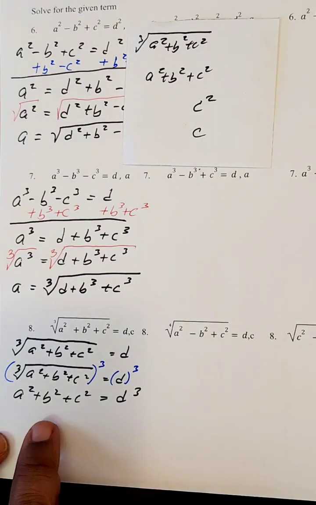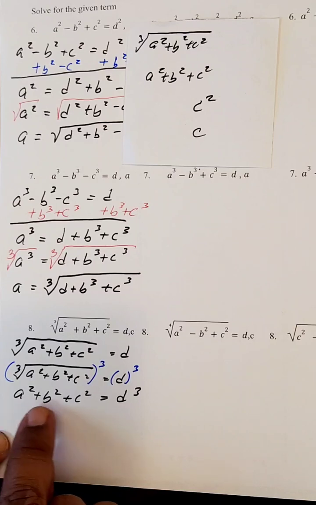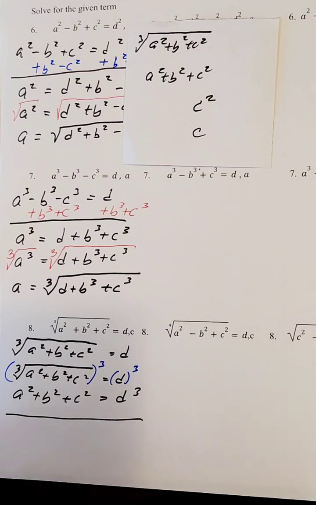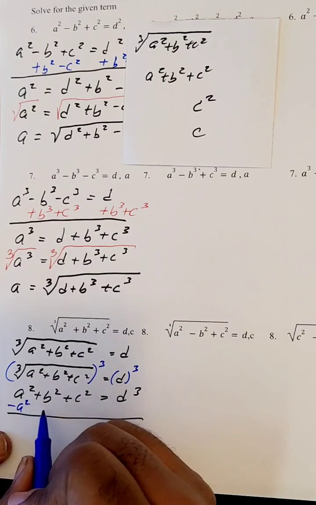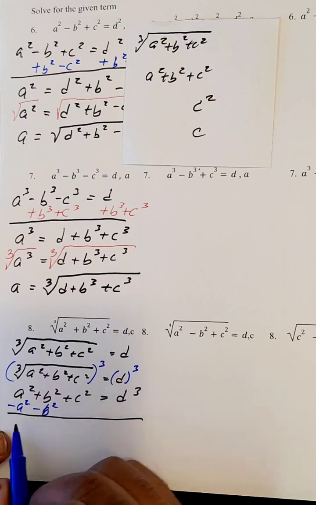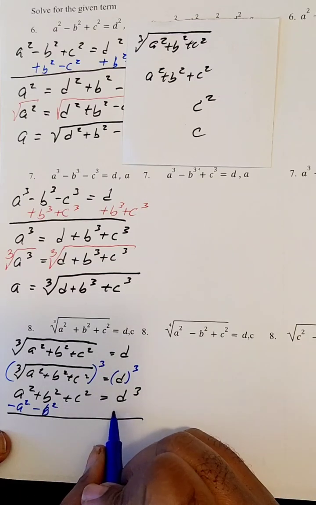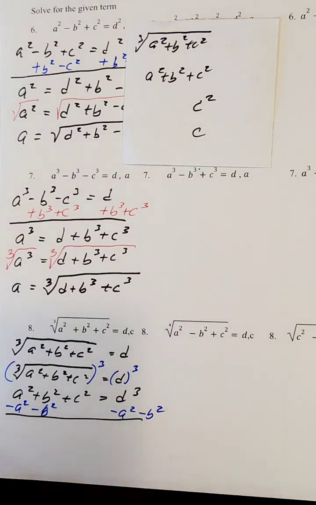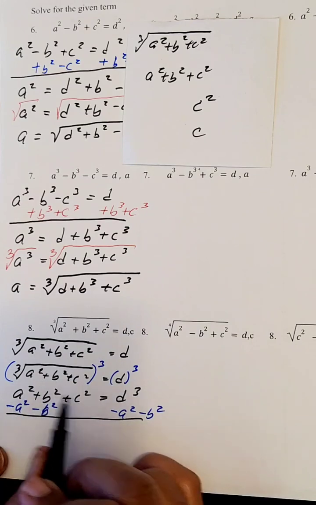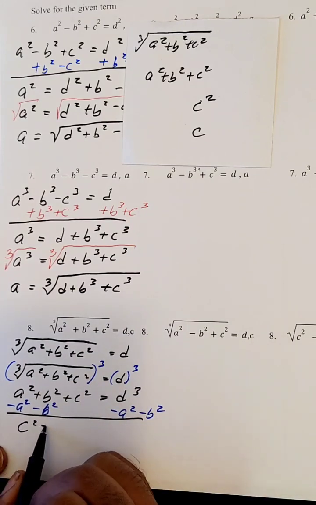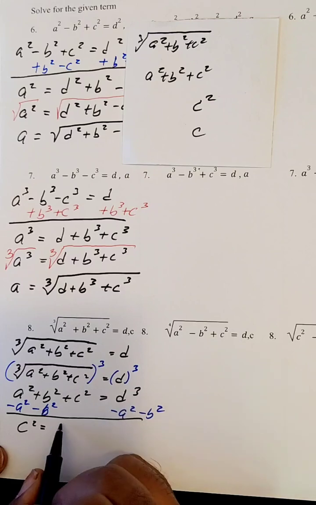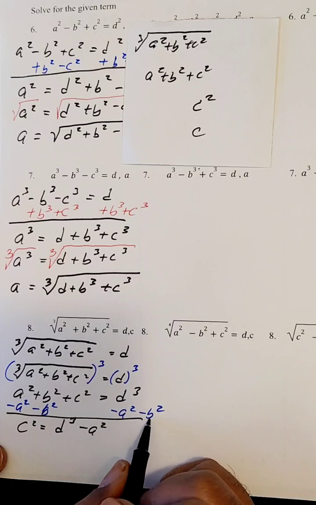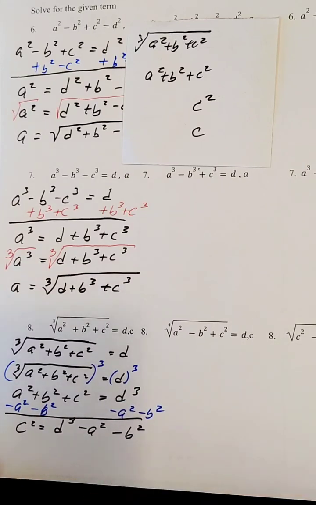Okay, next, we'll get rid of the A squared term and the B squared term. So I'm going to subtract A squared, that's the additive inverse, minus B squared, that's the additive inverse. And what you do to one side, you do to the other. So the negative A squared and negative B squared also go over there. And we'll be left with, on the left side, just the C squared. On the other side, we'll have D cubed, the negative A squared, and negative B squared.